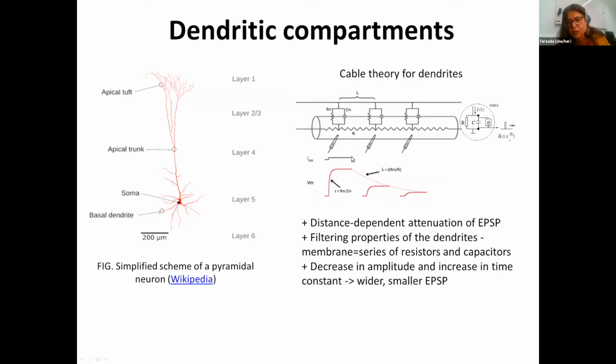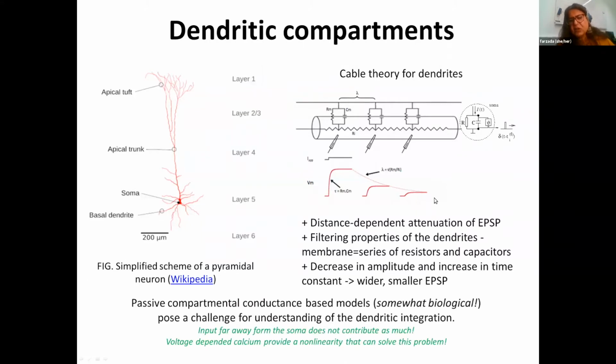There is an issue with this type of modeling. Since the beginning, people knew about this: when you inject some synaptic input at a distal dendrite, places that are far away, the input attenuates, and the information from far away cannot be read by the soma. So this passive compartmental conductance-based model is somewhat biological because it includes the complexity of the cell structure and dendritic structure, but it is missing a very important point, posing a question for our understanding of how we do dendritic integration.